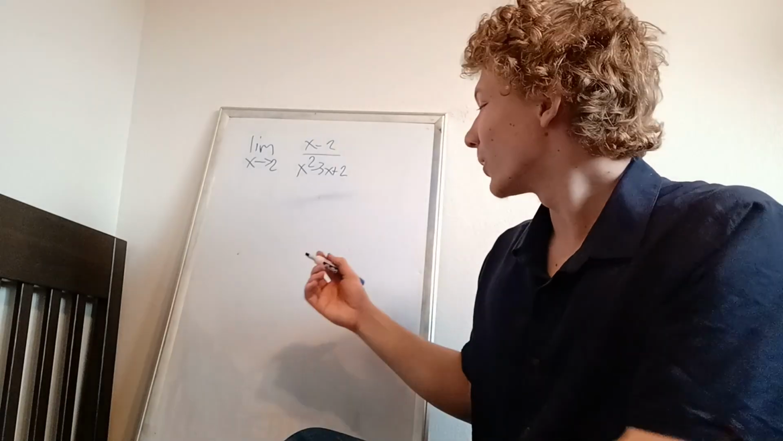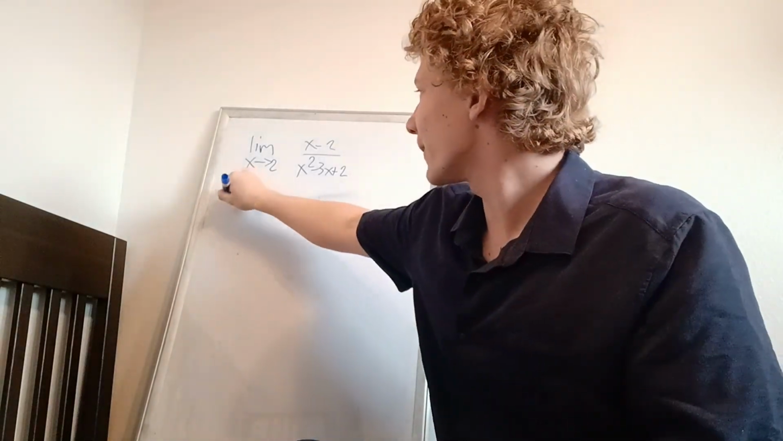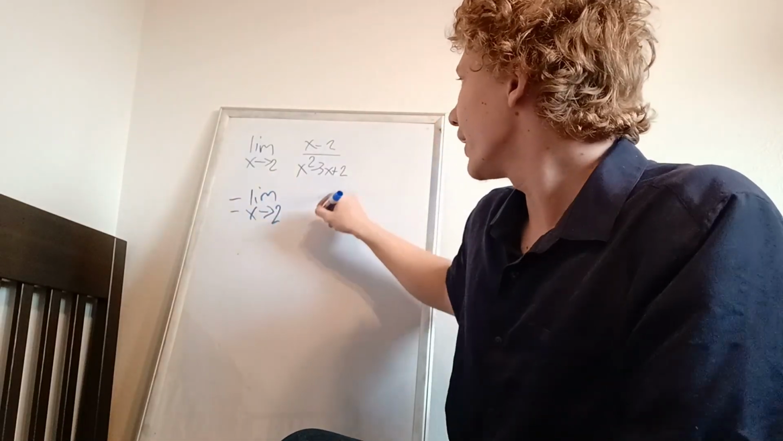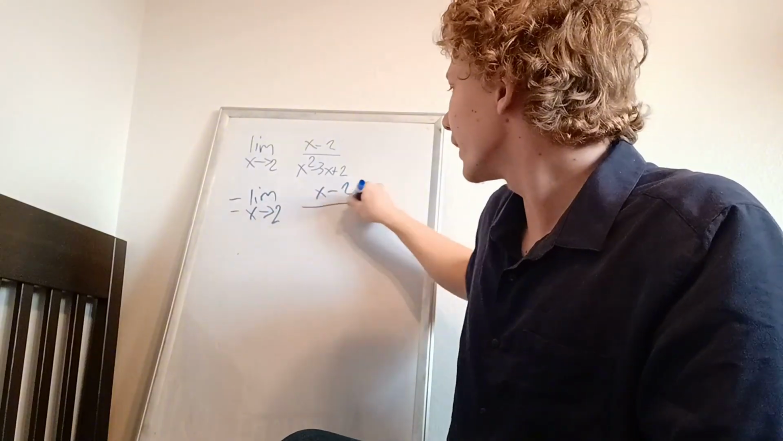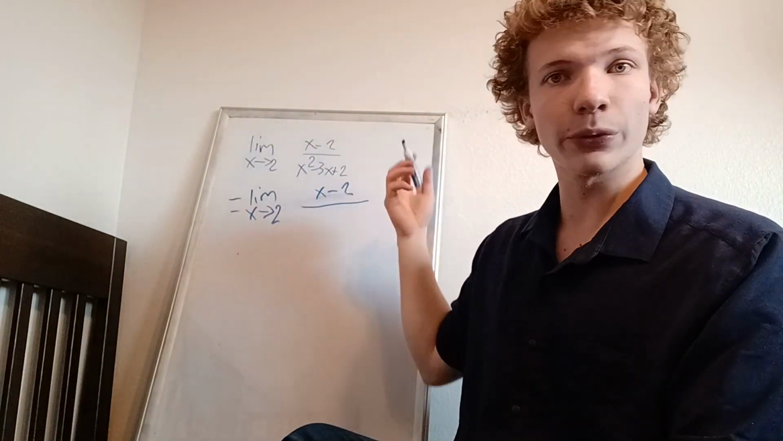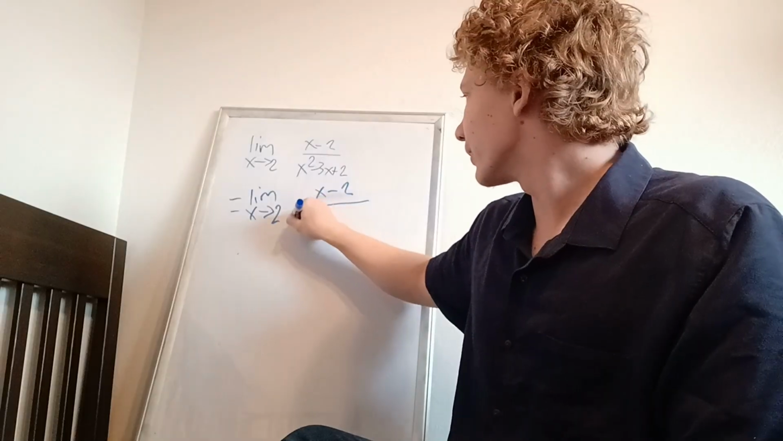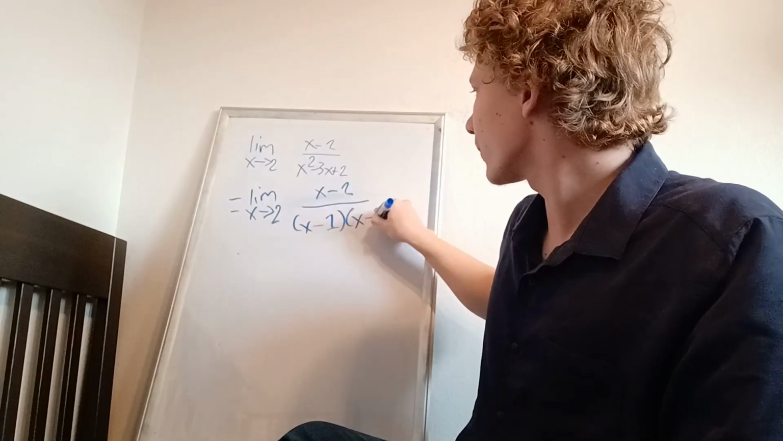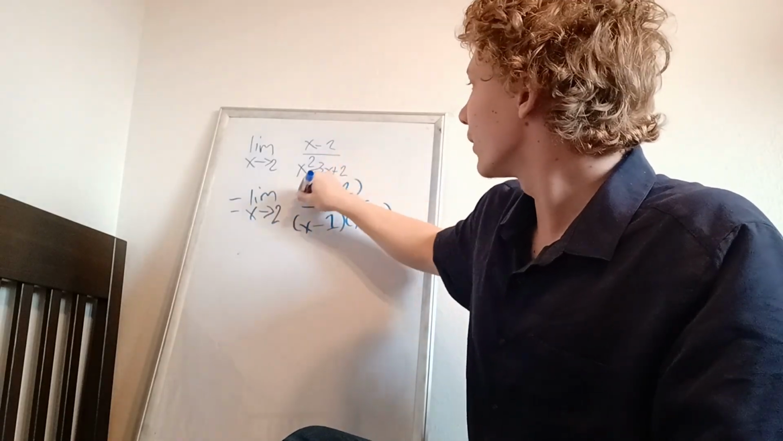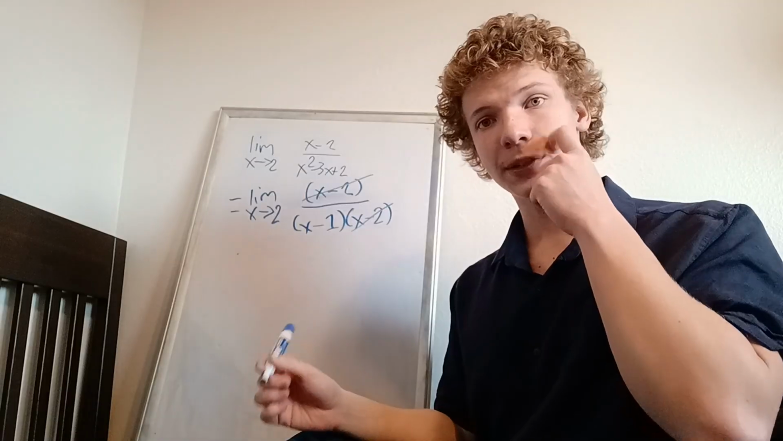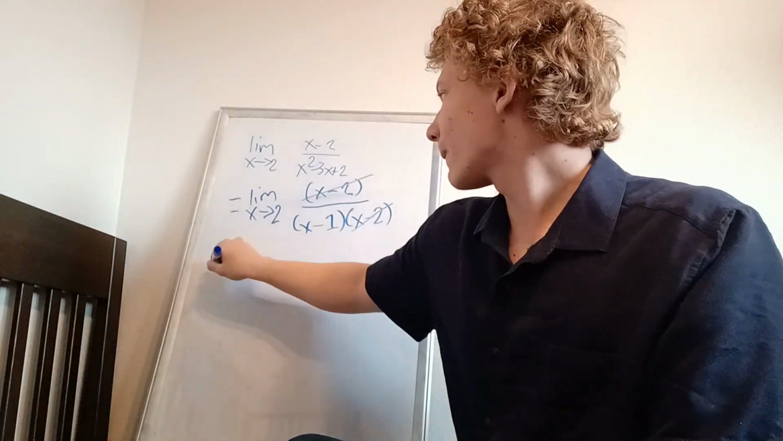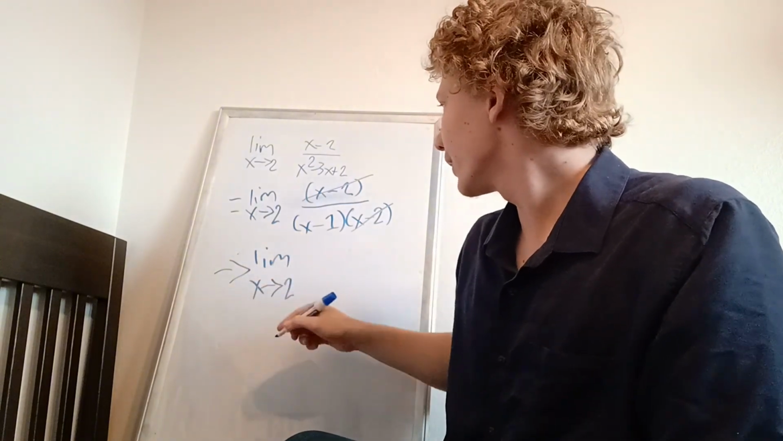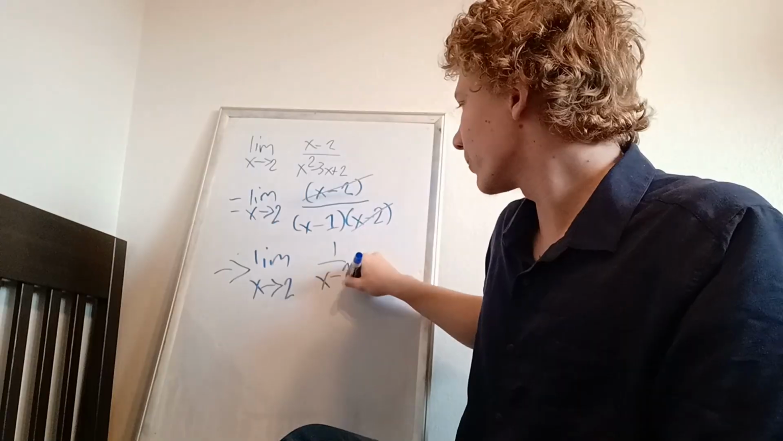Well, here's the thing. We can actually rewrite this limit. This is still the limit as x approaches 2 of x minus 2, and then we'll rewrite this polynomial into a factored form. This polynomial is the same as x minus 1 times x minus 2. And now, all of a sudden, we can cancel out this x minus 2, and then we'll get the limit as x approaches 2 of 1 over x minus 1.